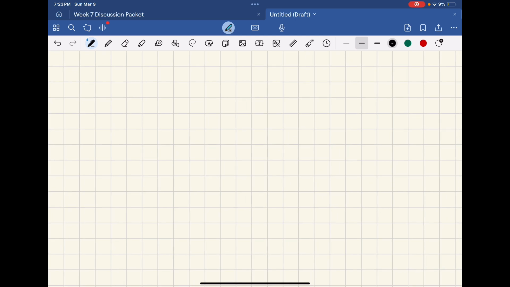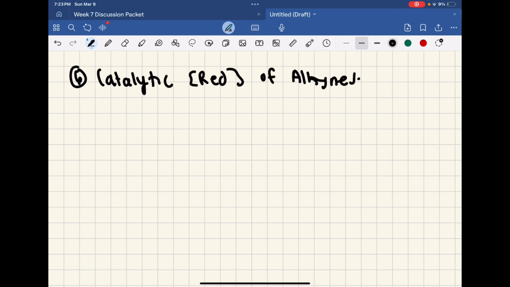There are specific reductions here that we need to be aware of. So we can either reduce an alkyne all the way to the alkane. That's the easiest one. So we'll just call this, I guess, reaction 6, catalytic reduction of alkynes. So this is going to be the strongest case.